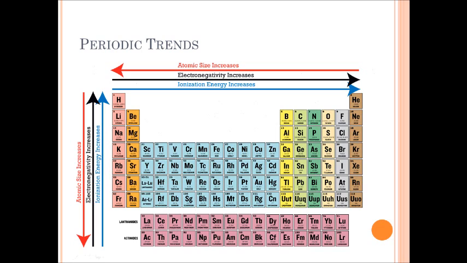Alright, to sum up, atomic size decreases as you move across, as does ionic size, except for right here between carbon and nitrogen. It gets really, really small here, and then it gets really big as you jump, and gets smaller again as you move across. Electronegativity and ionization energy both increase as you go across and decrease as you go down.